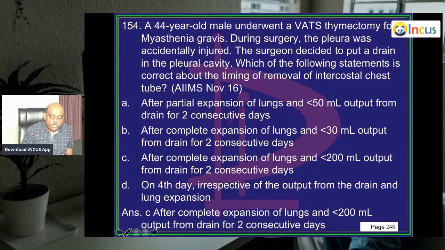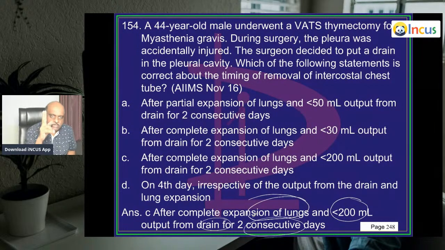So one of the common decisions taken in the morning rounds as a house surgeon is, when will you remove the intercostal drainage tube? After complete expansion of the lungs and less than 200 milliliters of output from the drain for two consecutive days. So if less than 200 ml comes, you do an X-ray, and if it shows complete expansion of the lung, that is the time when you have to remove the intercostal drainage tube.